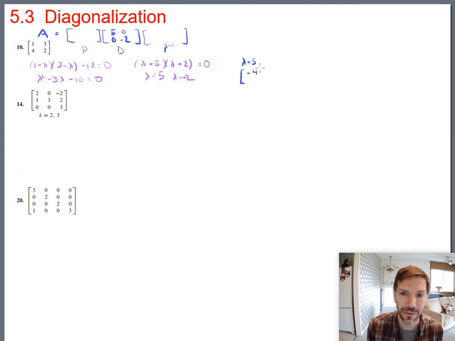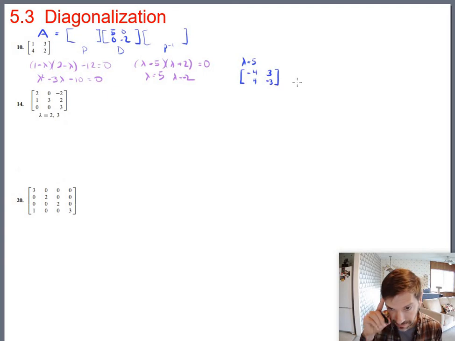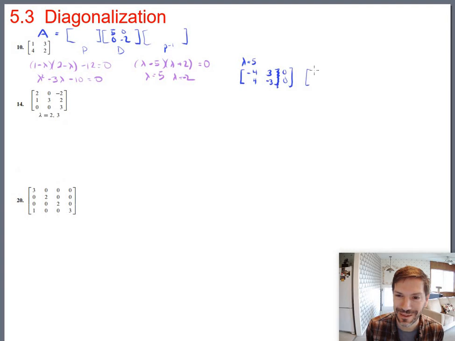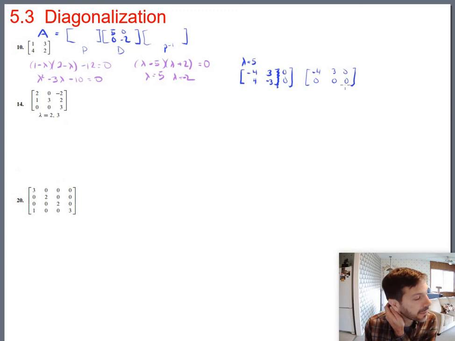So that would be negative 4, 3, 4, minus 3. And we are augmenting that with 0, 0, and row reducing. Obviously the row reduction isn't hard here. Just add 1 of the first row to the second row. And again, feel free to do that on a calculator or by hand, whichever one seems easier.